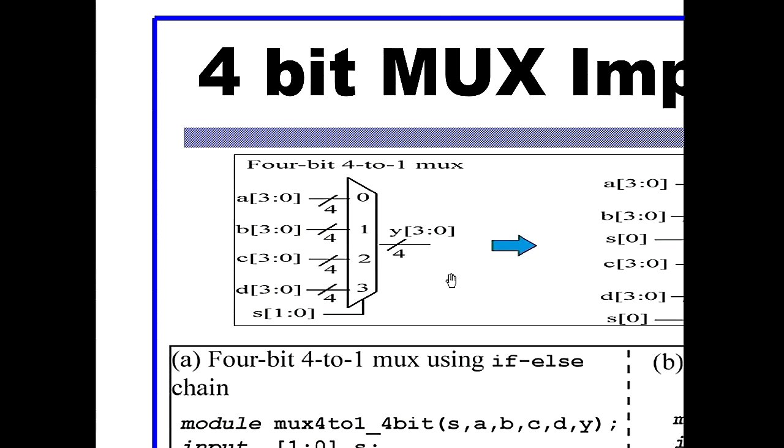Okay, so let's just look at what we're trying to do here. We have a select line now which is composed of 2 bits because we need to select 0 to 3, which is 4 possibilities, so you do that with 2 bits. So the 0,0 case will select A through to the output Y, and the 1,1 case will select D through to the Y output. And all of them are 4 bits.